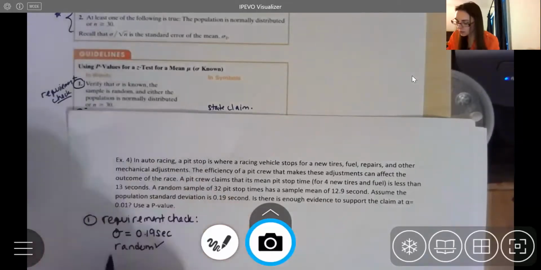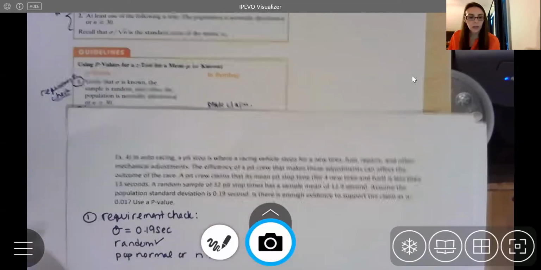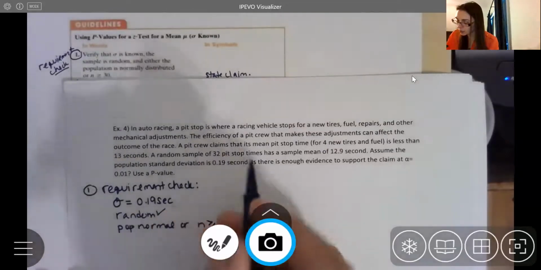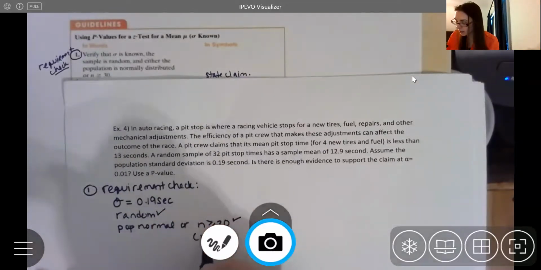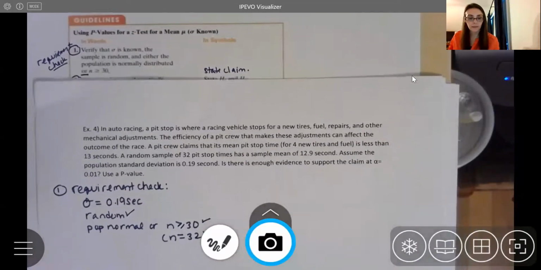Is the population normal, or is your sample size at least 30? So if I look here, I don't see anything about the population, but I do see my sample size is 32. So yes, because our sample size is equal to 32, we satisfy the requirement check.